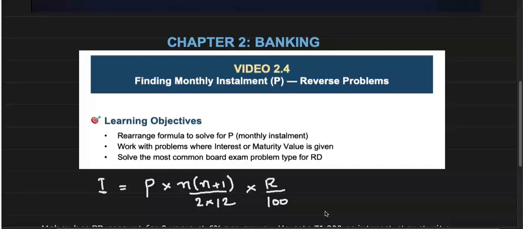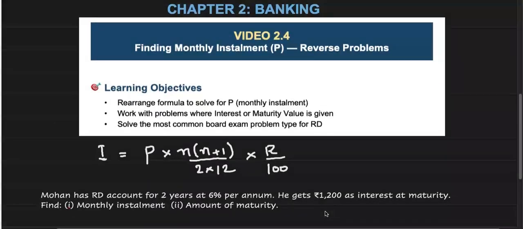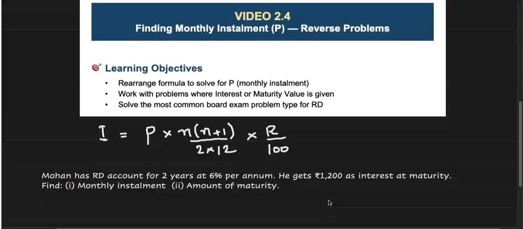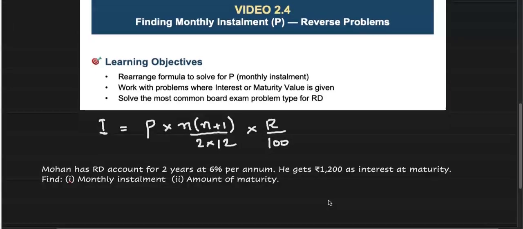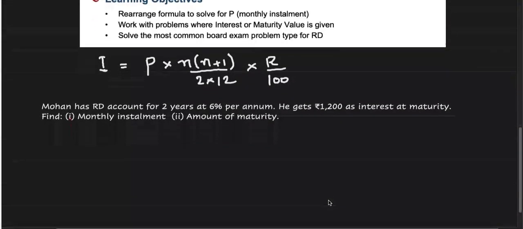The same formula which is written here for interest will be used to solve for the monthly installments as well. We need to rearrange the formula to find P, N, R, whatever is missing. Understood? This is basically very simple if we know how to rearrange a formula, and we will solve some common board exam problems for this topic.